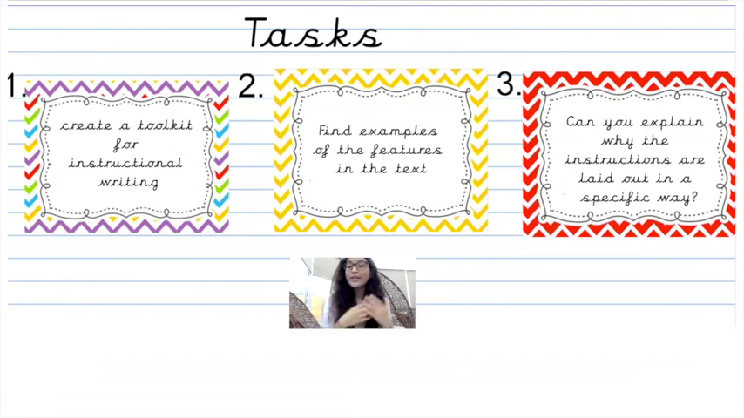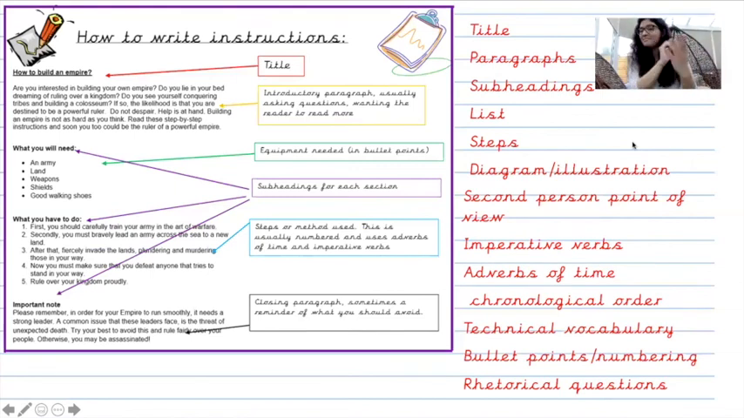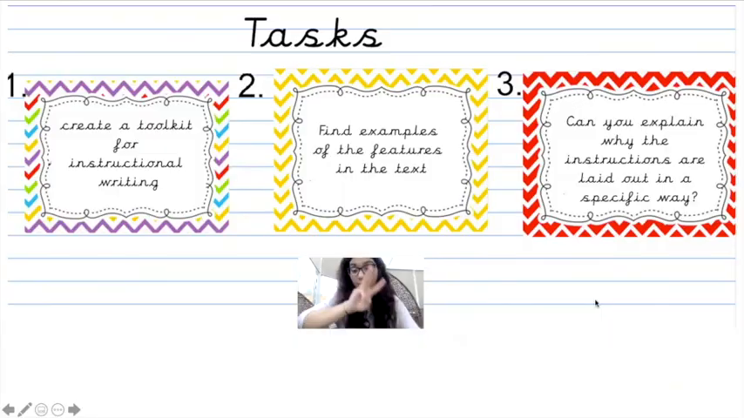Number 2, you're going to find examples of those features in the text, just like I did here. Using different colours might be a really nice way to present your work. Number 3, can you explain why the instructions are laid out in a specific way? So you could write 1 or 2 sentences on your actual toolkit. You can write it where your text map has been labelled. You can write it on a spare piece of paper. But just explain to me why the instructions are laid out the way that they are laid out. Why are instructions laid out that way?